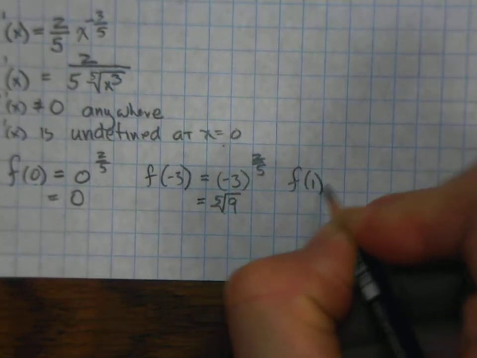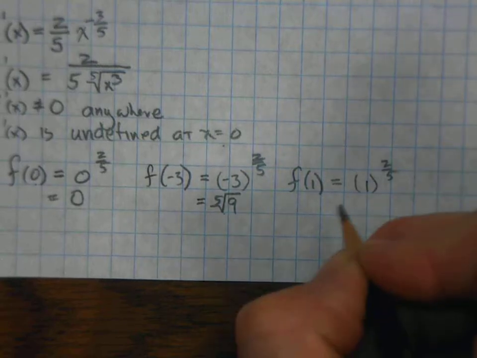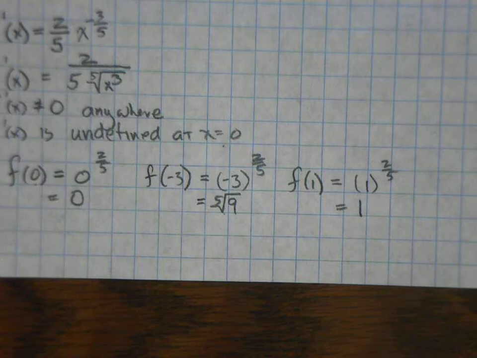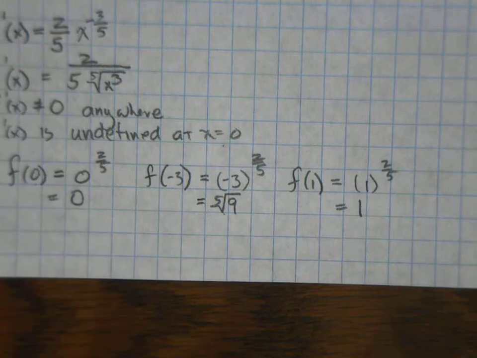Let's see, f of 1 is equal to 1 to the power 2/5, and that one I have. That's definitely 1. Super easy. Okay, so we can easily tell f has a minimum of 0 at x equals 0. But which is larger, the 5th root of 9 or 1?